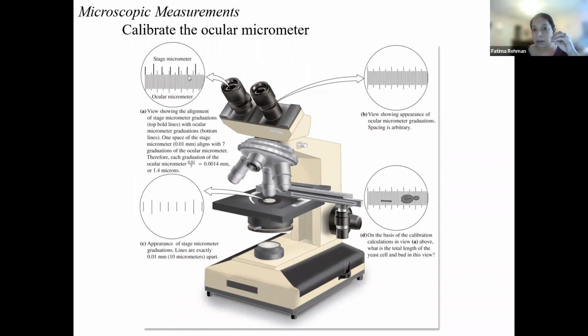For that ruler to give me accurate measurements, accurate size, it would need to be at the bottom next to my object. So it is controlled by the same magnification. It's getting magnified as well. And then you would see the same number of units. That's number one.